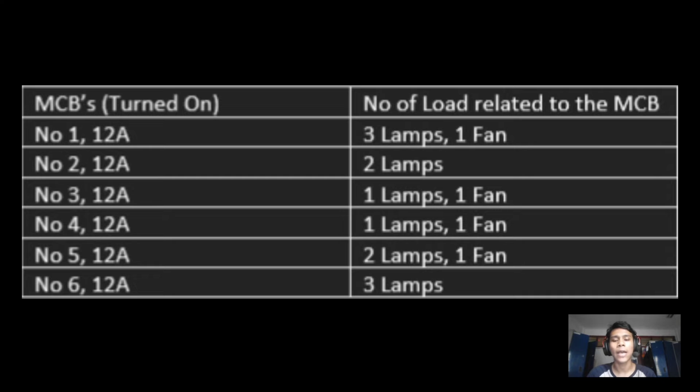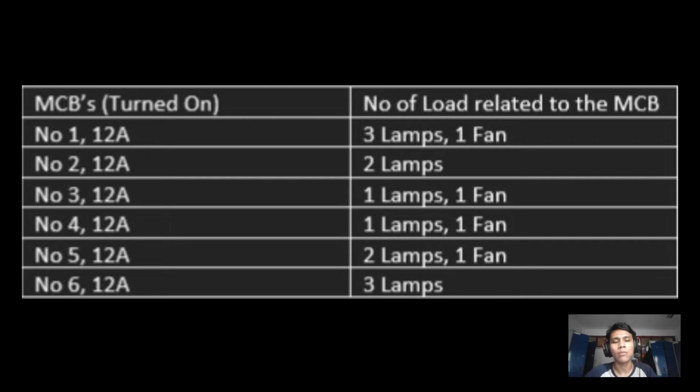Room 6 is the outdoor, which is 3 lamps, 2 on the front, 1 on the back. And that is for our single line diagram. For our data, we have the MCBs. For MCB number 1, we have what I said earlier, we have 3 lamps, 1 fan.